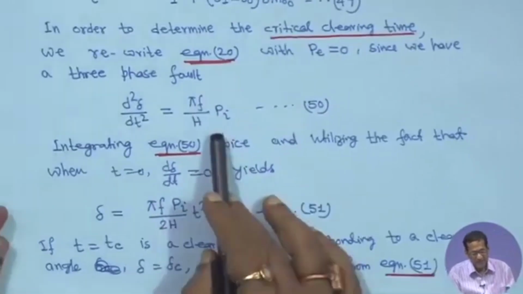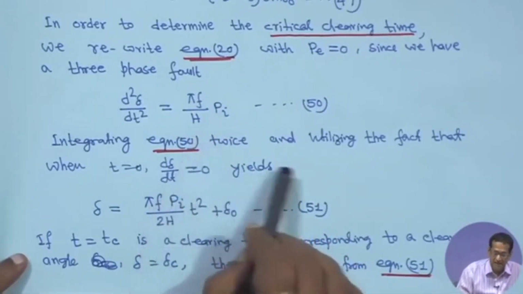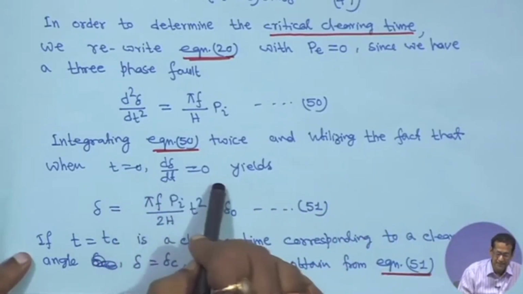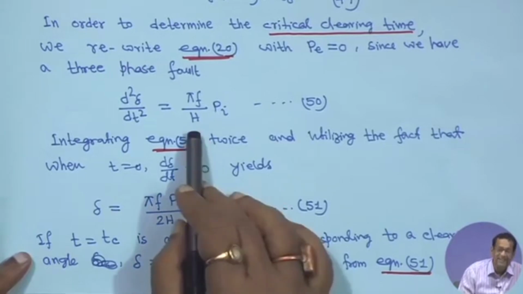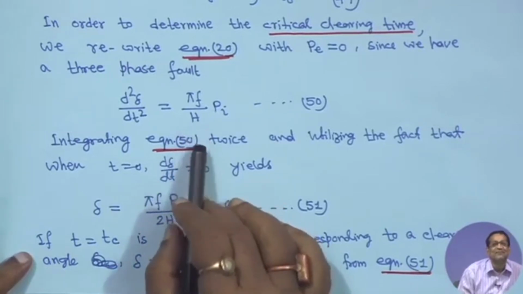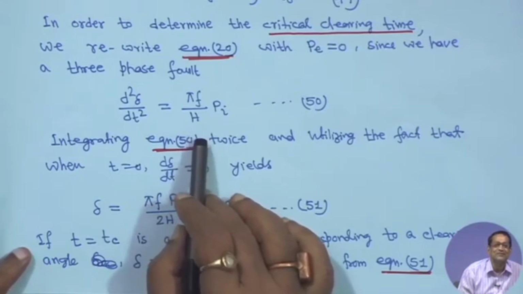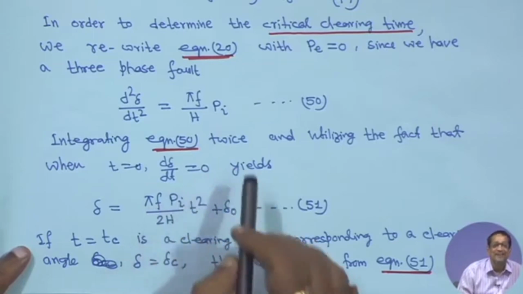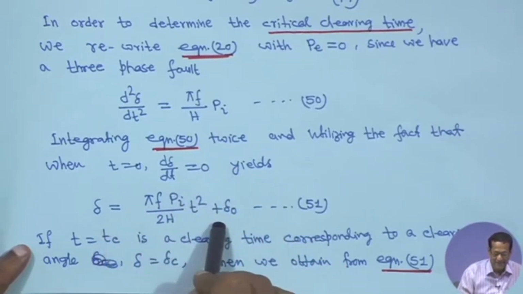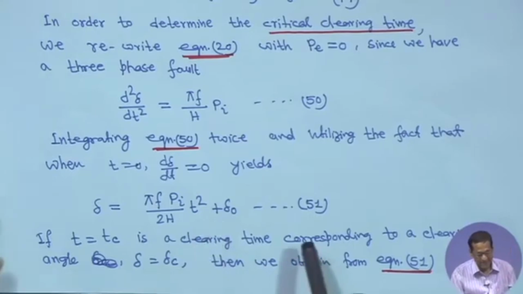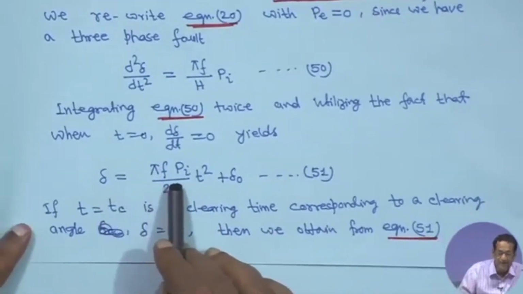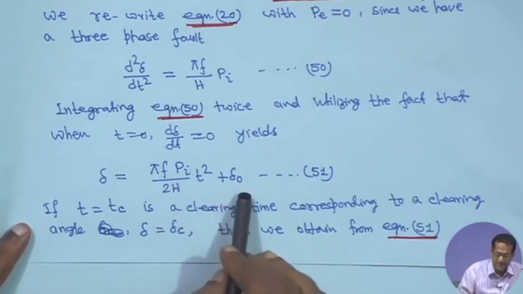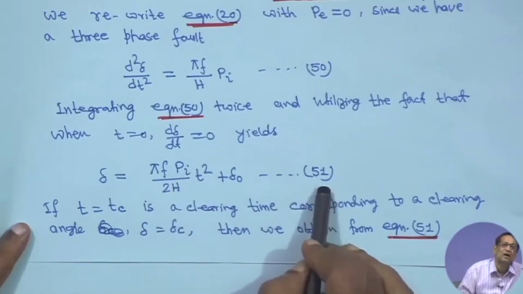Now, if you integrate this equation twice and utilize the fact that at t is equal to 0, d delta by dt is equal to 0, it will give you this expression. I ask you to do this integration. Take two integrations, put in all the initial conditions, and then you will find this expression. So, delta is equal to pi f into P I upon 2 h into t square plus delta 0. This is equation 51.